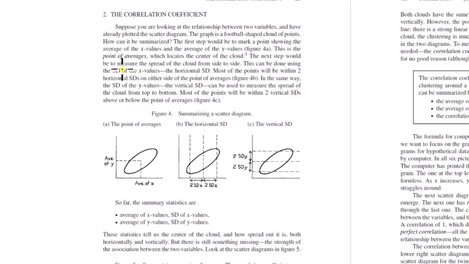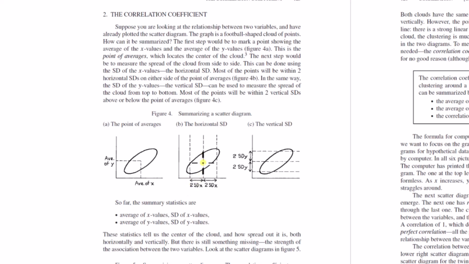The next step would be to measure the spread of the cloud from side to side. This can be done using the standard deviation of the x values, the horizontal standard deviation. Most of the points will be within two horizontal standard deviations on either side of the point of averages. In the same way, the standard deviation of the y values, the vertical standard deviation, can be used to measure the spread of the cloud from top to bottom. Most of the points will be within two vertical standard deviations above or below the point of averages. So that's another way we can analyze this.